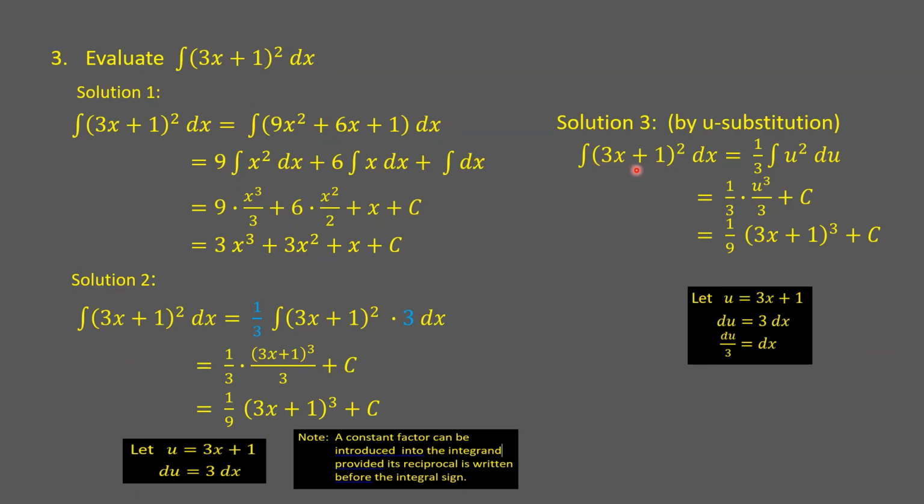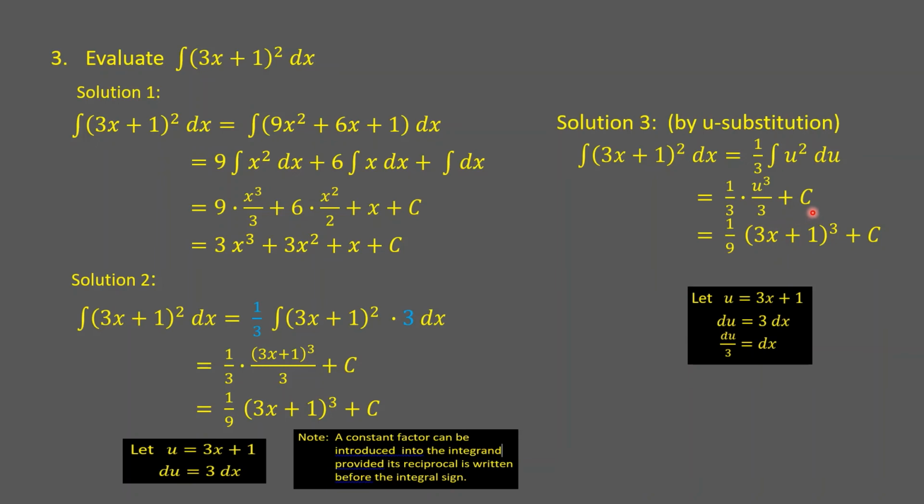So this integral can now be written as the integral of 3x + 1, which is our u, raised to the second power, times dx, which we said is equal to du divided by 3. If we have written the integral in this form, then easily we can evaluate the integral in terms of u³ over 3, and therefore come up with 1/3 times u³ over 3 plus c.